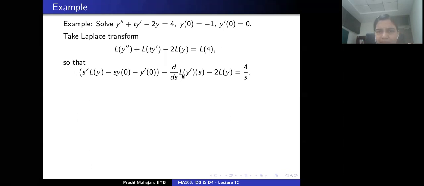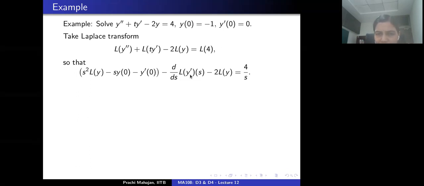So I have the Laplace transform of the function y prime. You take the Laplace transform first and you differentiate with respect to the s variable with a negative sign, that is precisely equal to the Laplace transform of the function t times dy by dt. Correct? And this is as it is, minus 2 times the Laplace transform of y, and the Laplace transform of the constant function 4 is 4 by s.